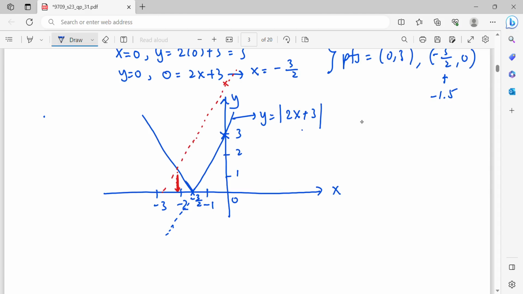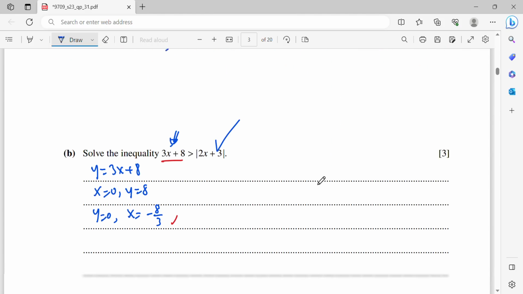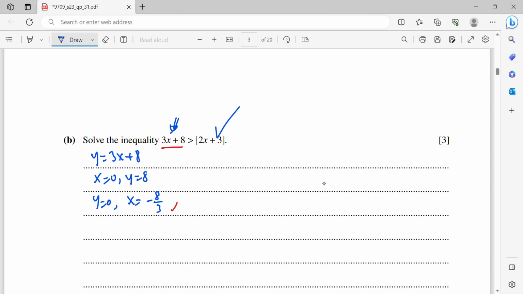So for the graph which is less than negative 3 over 2, this part is a reflection of the blue dotted line in the x-axis, which means this equation is basically y equals negative of 2x plus 3. Now we need to find the red intersection point, which is here. This intersection point is between y equals negative of 2x plus 3 and the red line, the new graph. So be careful with this. Now I will write 3x plus 8 equals negative of 2x plus 3, because I need to find the intersection point.